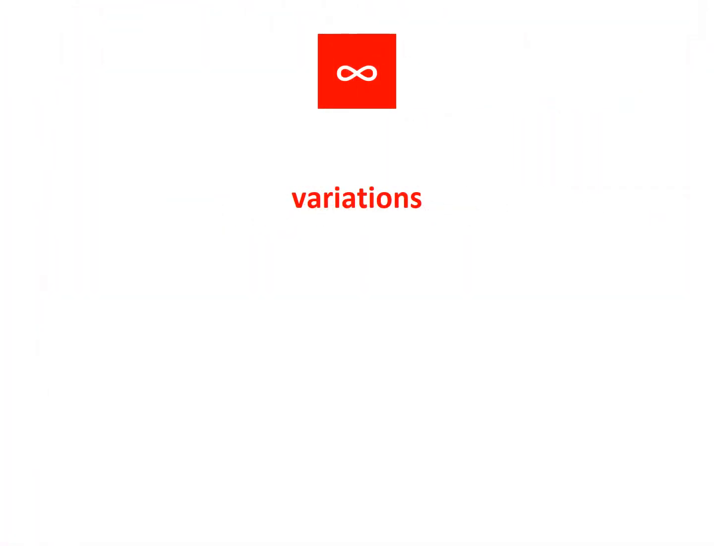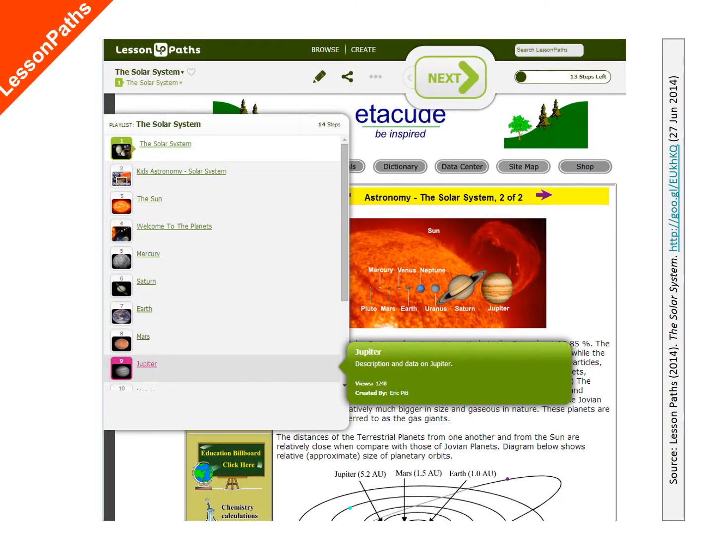Let's have a look now at some variations on the idea of a folksonomy. In other words, other ways of collecting and displaying resources online. A service that has become very popular with educators in the last few years is LessonPaths, formerly known as MentorMob. It's a place where you can collect together a whole lot of resources in the form of a playlist.